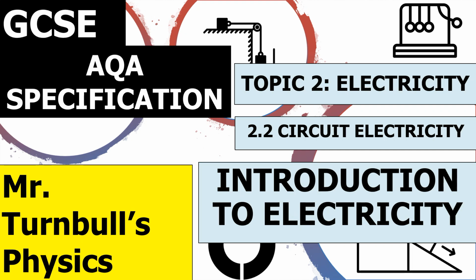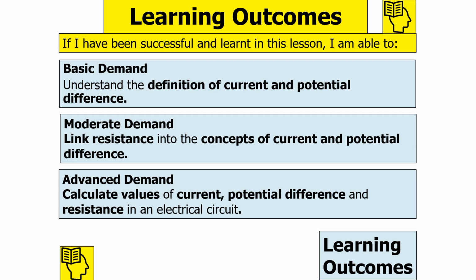Hello and welcome to this lesson on an introduction to electricity, which is part of the electricity topic in GCSE AQA physics. In today's lesson, if we've been successful, we should be able to understand the definition of current and potential difference, link resistance into the concepts of current and potential difference, and calculate values of current, potential difference and resistance in an electrical circuit.